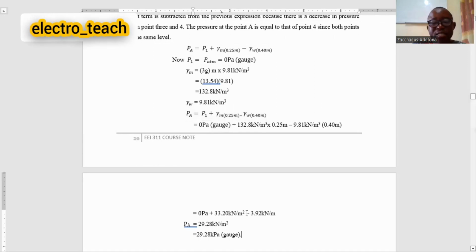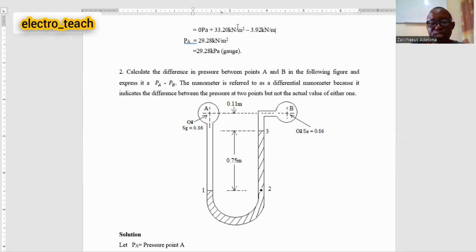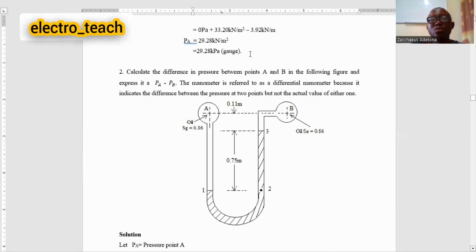So if you simplify that, we are going to get 33.2 minus 3.92 kilonewton per meter squared. So that is what we obtain. So that is it. And the answer is 29.28 kilonewton per meter squared. Gauge pressure.